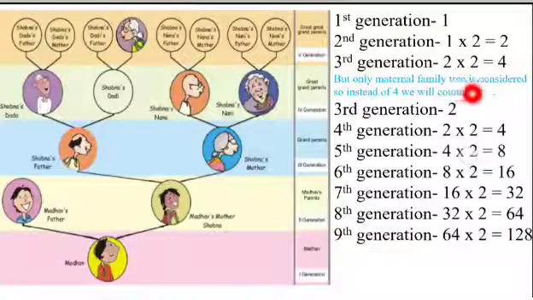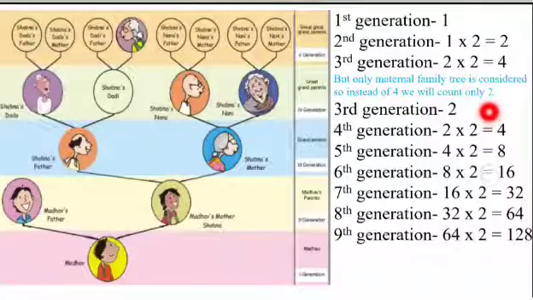But if you are going to consider only the maternal family tree, then instead of 4 we are going to count only 2. Why? Because here only the mother's side tree is given to you. So for Shobna, if she is first, then her second generation parents will have 1 twos are 2. Then the third generation will have 2 twos are 4, right? Then the fourth generation will have 4 twos are 8, like that. I hope you understood this, students, that accordingly we are going to count. If it is Madhav, then we have to count in a different manner. But if it is only for Shobna, we have to count in this manner according to the chart given.